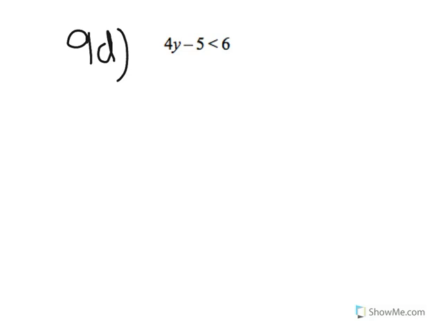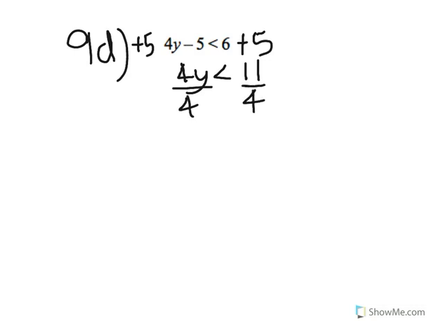Okay, next question, 9d. You're being asked to solve the inequality: 4y minus 5 is less than 6. Now, inequalities, just treat them the same as any other equation. So to get y alone, you just add 5 on both sides. And you get 4y is less than 6 plus 5, 11. Now, to get y alone, you divide both sides by 4. So the 4 and 4 cancel. y is less than 2.75.